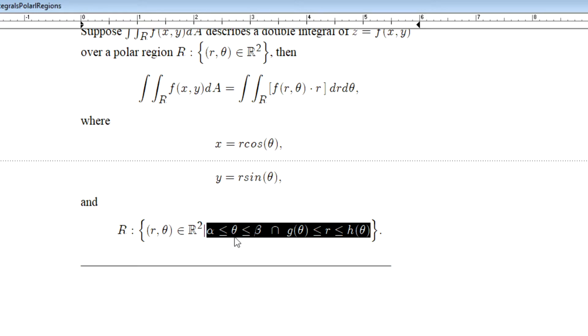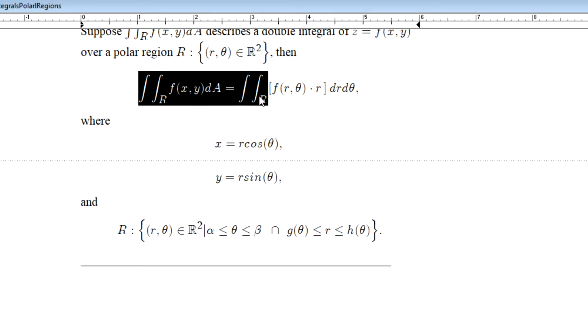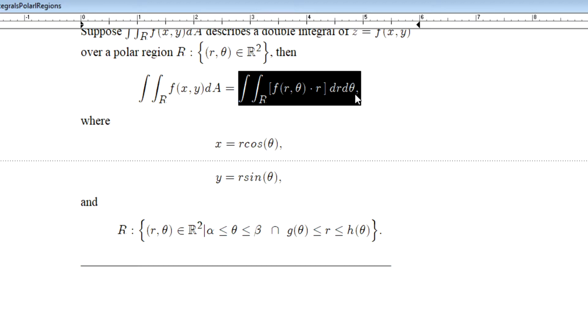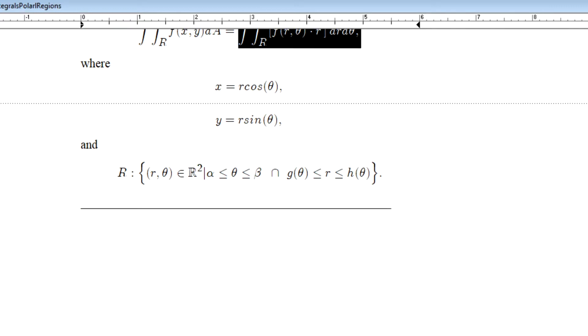We restrict theta to be an angle measurement between alpha and beta, and we restrict little r, the distance from the origin along that radial arm formed by theta, dependent upon theta, to be stuck between these two functions of theta, g of theta and h of theta. If we think about the region over which this double integral calculation is occurring in the polar context, it might be illustrated as follows.